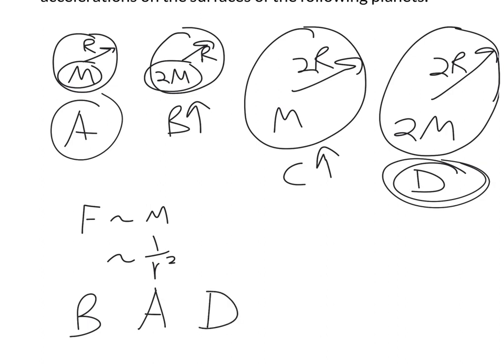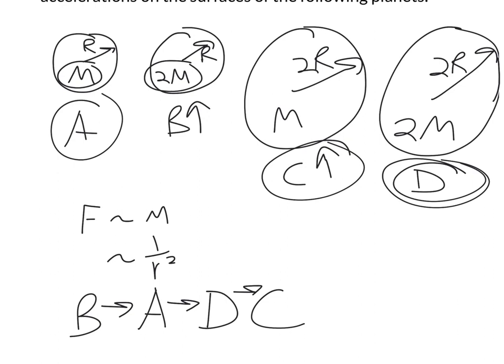And then C has the same radius as D, but half the mass. So C has 1/2 of D's acceleration. So we're going down by half steps. From B to A, you get half the gravity. From A to D, you get half of A's gravity. And from D to C, you get half the gravity.